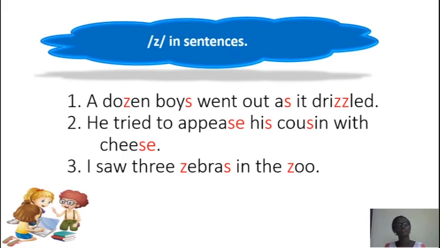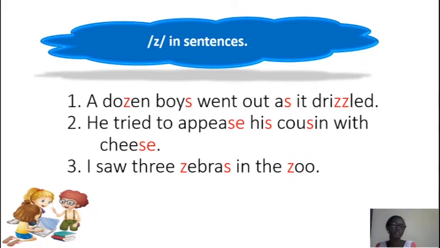So now let's check out this sound in sentences. Let's see if we can identify them in sentences. A dozen boys went out as it drizzled. Again, a dozen boys went out as it drizzled. So we can find Z in dozen, we find Z again in boys, we find Z again in as, and then drizzled. A dozen boys went out as it drizzled.